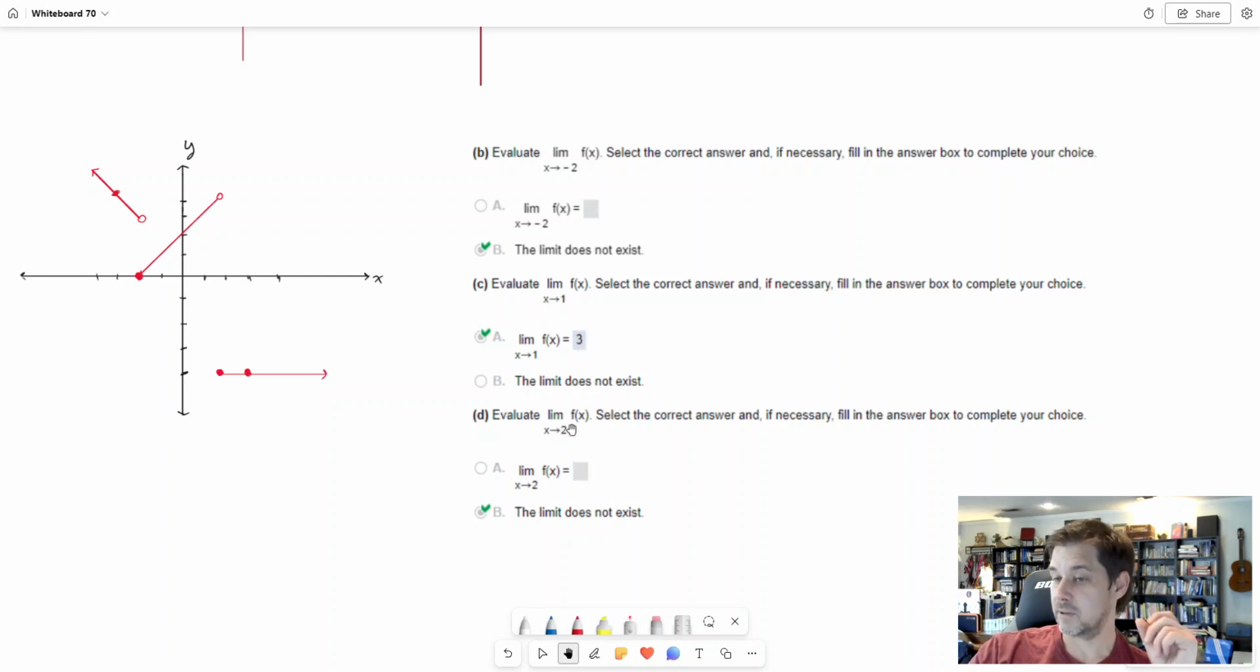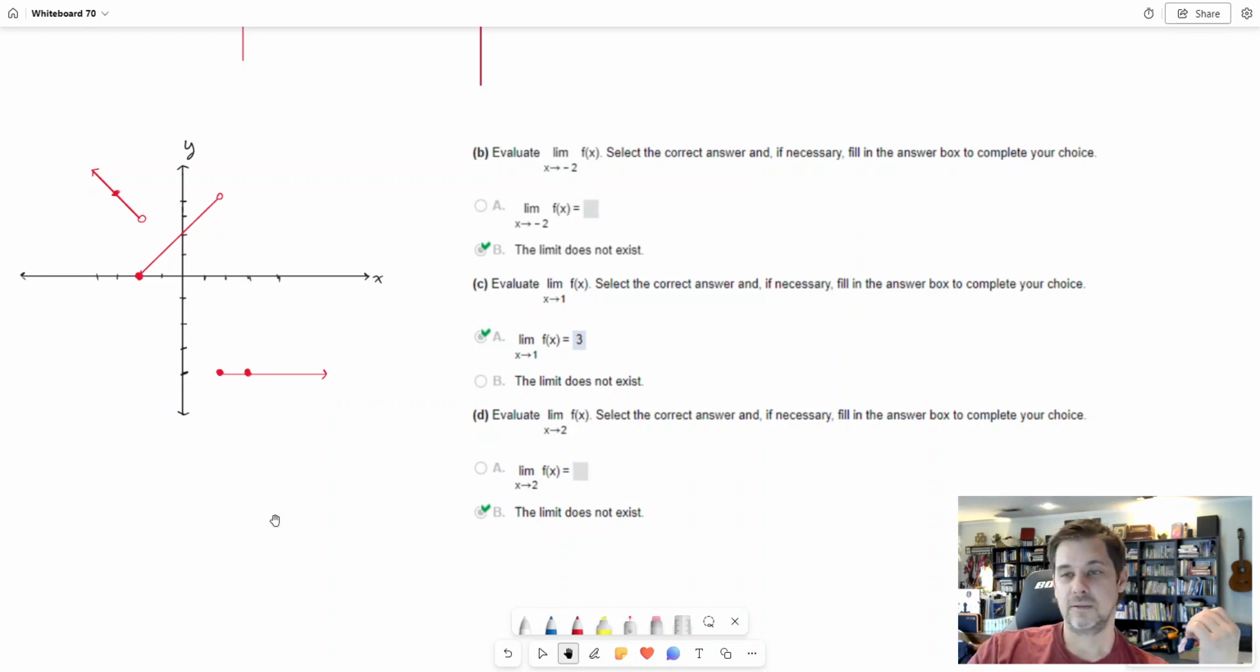The last one, the limit as x approaches 2. Well, 2's right here, and that's again where there's a jump discontinuity. This piece of the graph does not end where this one picks up. All right? And so I said earlier that at that point, 2, or any other point, if there's a jump discontinuity, then the limit won't exist. So that's our answer for the third part.